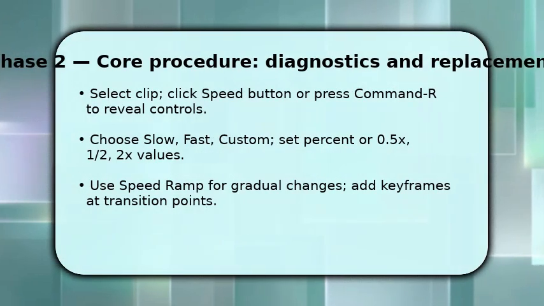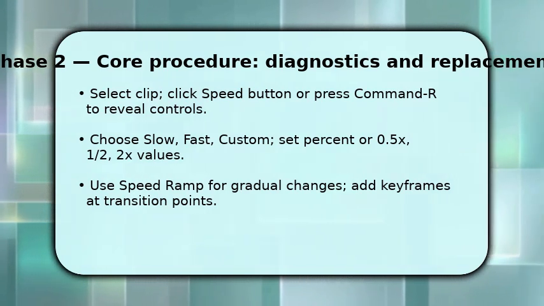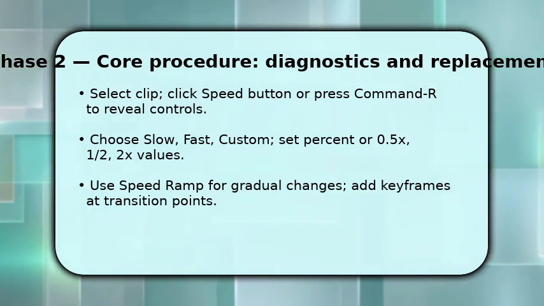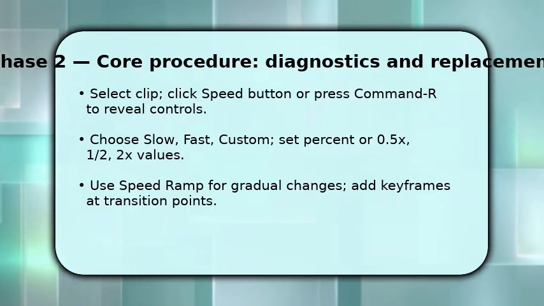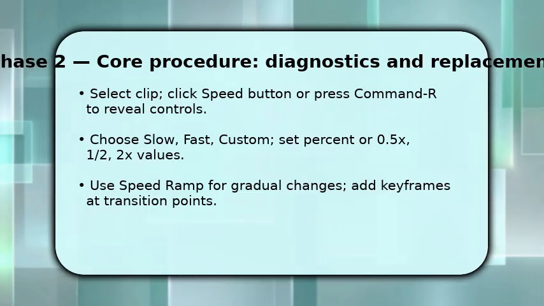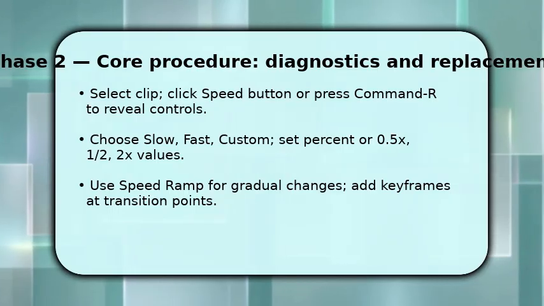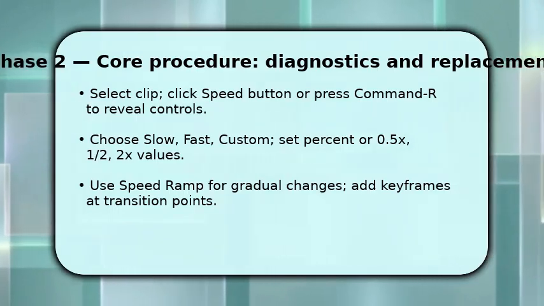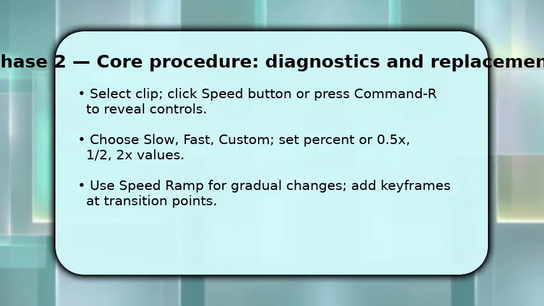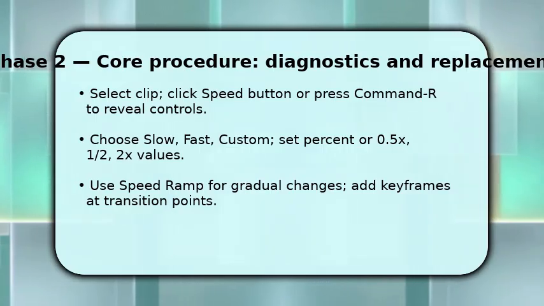Now you alter motion. Select your clip and open the speed controls, either via the speed button or Command R. Choose slow, fast, or custom, then type a percentage or use values like 0.5x or 2x to get precise timing. If you need smooth changes, enable speed ramp and add keyframes where the rate shifts. This lets you blend between speeds without abrupt jumps. Also check how retiming affects clip duration, so your edits stay in sync with other layers.